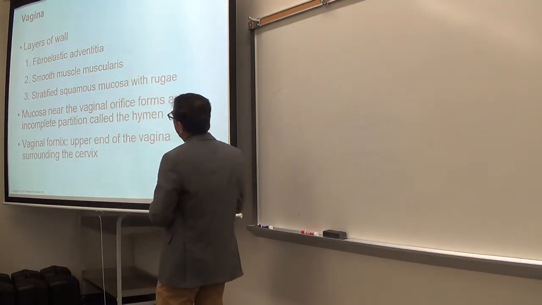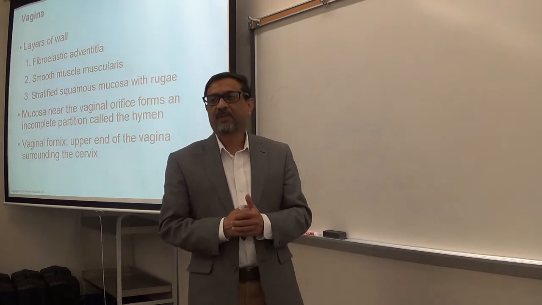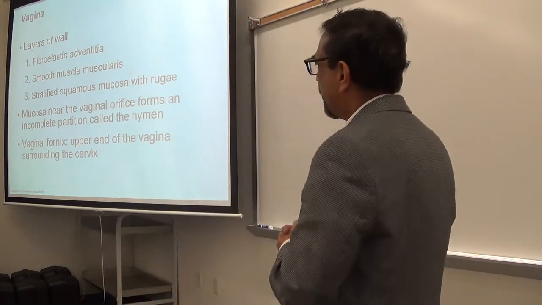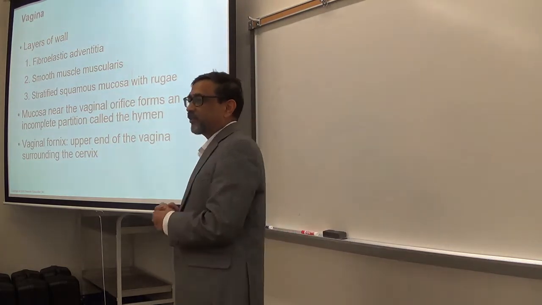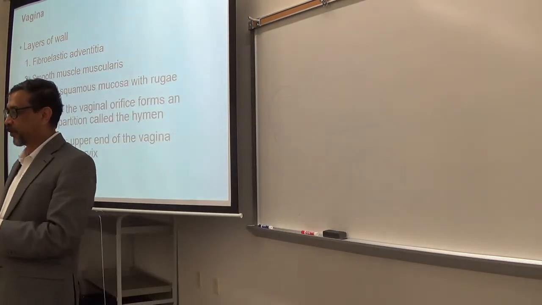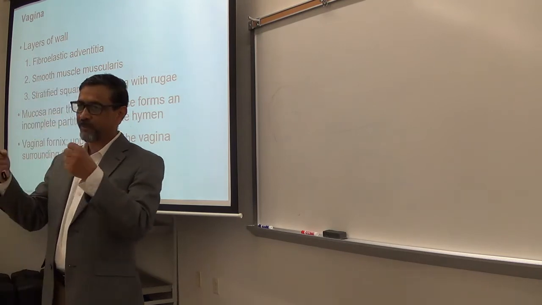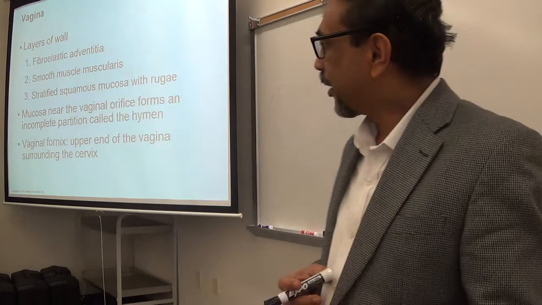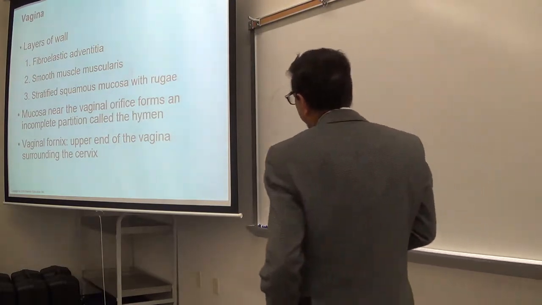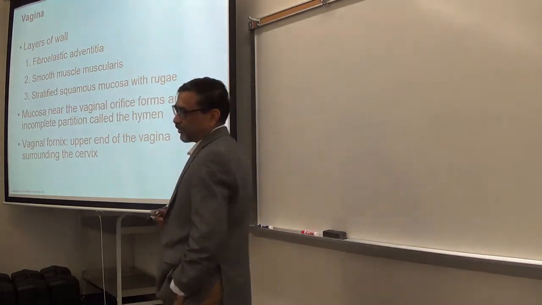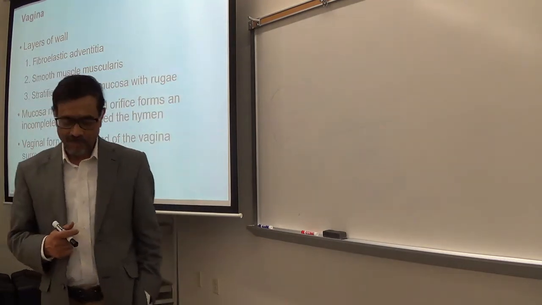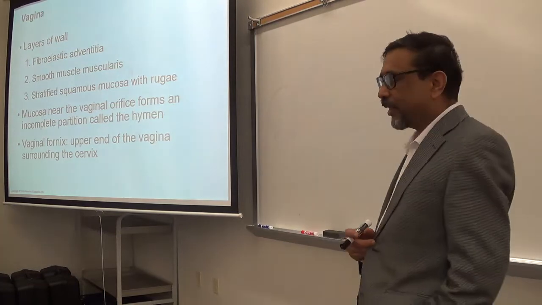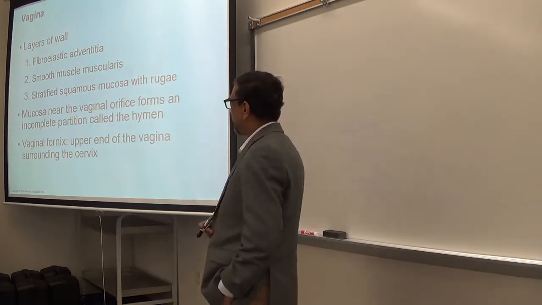Outermost layer is called adventitia. So that is the outermost layer. It is fibroelastic. Fibrous layer gives protection, you know that, right? Fibrous means tough. So fibroelastic. And then middle layer is muscularis, formed by smooth muscle. And innermost epithelial lining is stratified squamous.